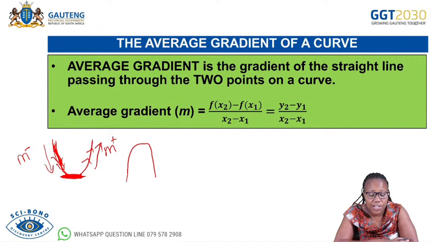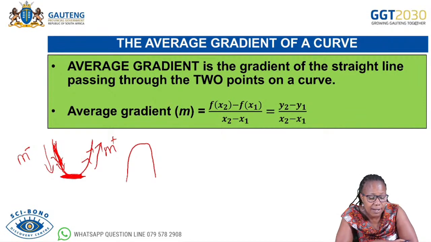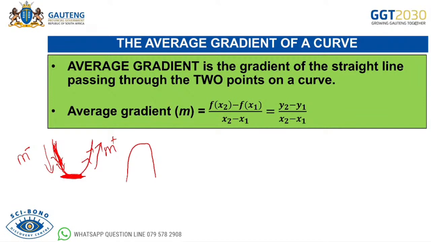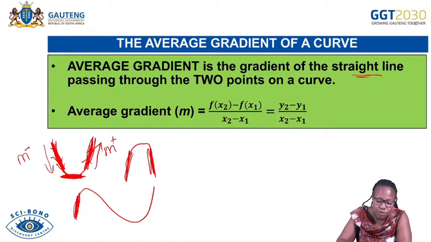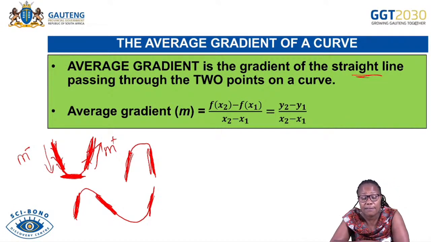So an average gradient is the gradient of a straight line passing through the 2 points. It is saying straight line. Why? Because if you look at this part here, it is forming a straight line. This part here, it is forming a straight line, all right? Even if I take a cubic function, I'm having a straight line there. I can identify 2 points there. There's a straight line there. So we can have an average gradient in any curve.